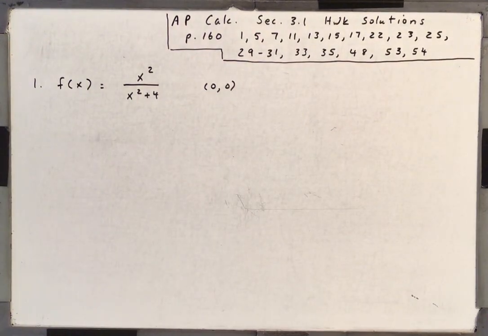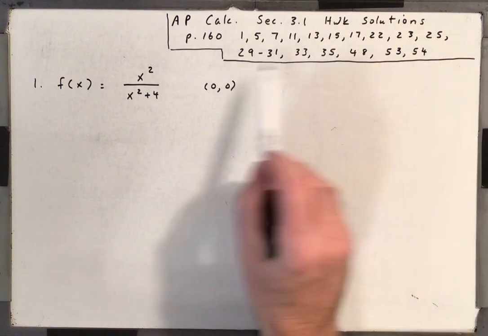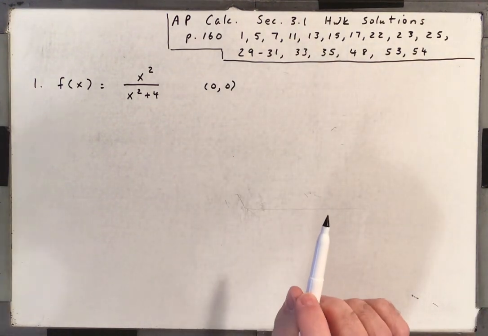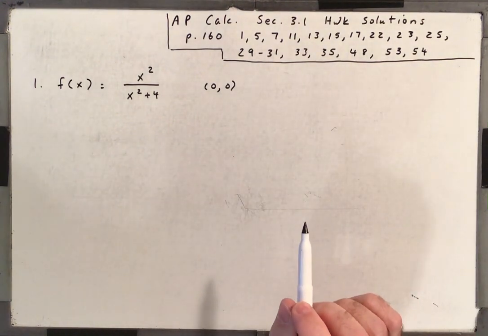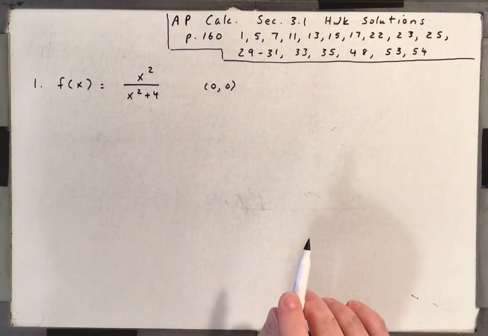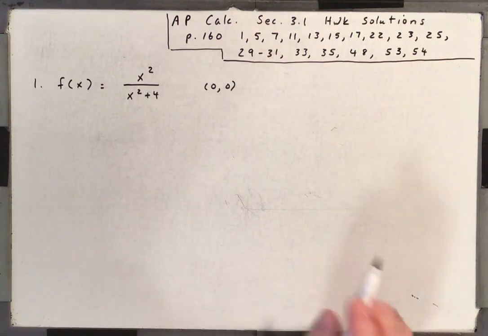All right, this is the AP Calculus section 3.1 homework solutions. We're going to work through all of these on page 160. This video is probably going to be pretty long because that's a lot of problems to go through, but hopefully you won't have to watch the whole thing.